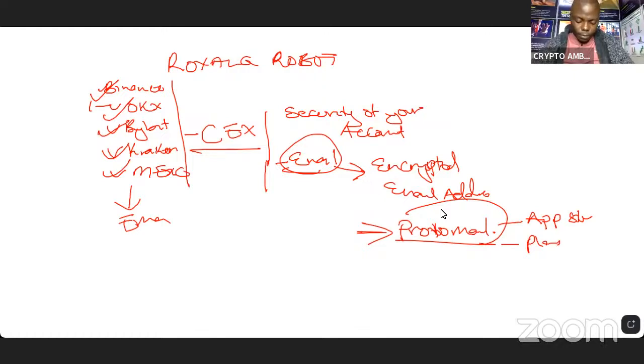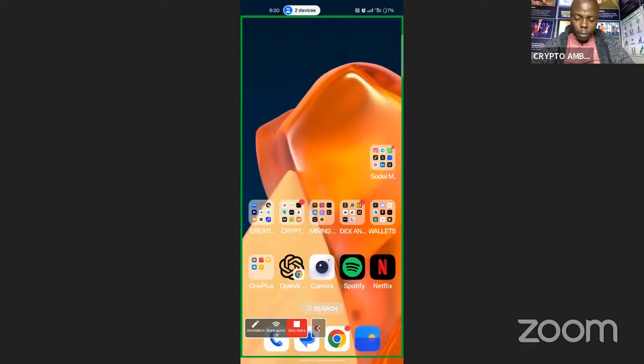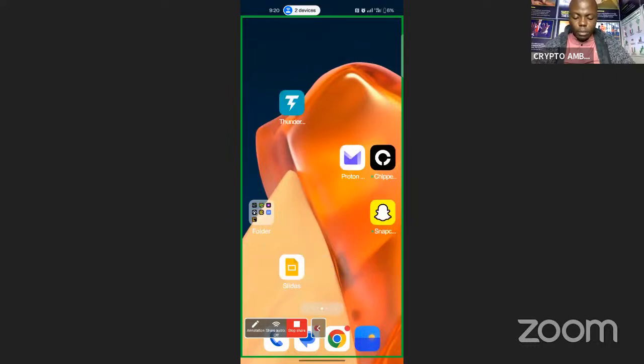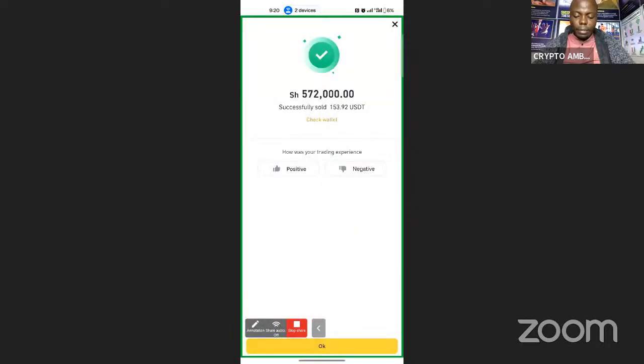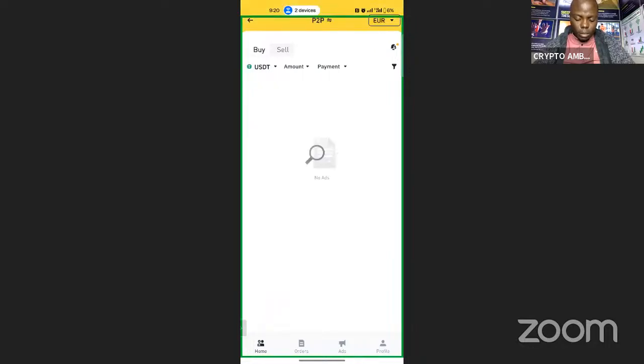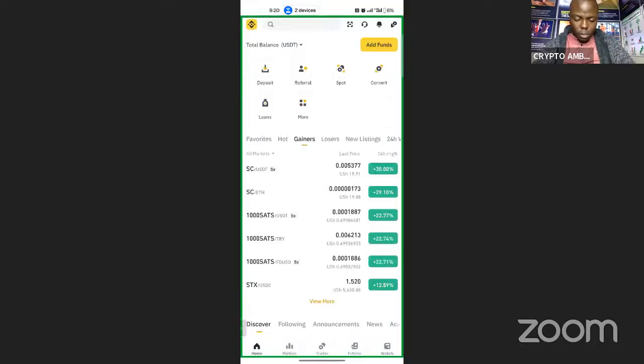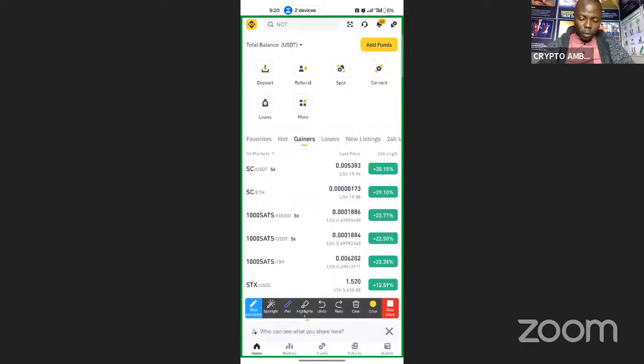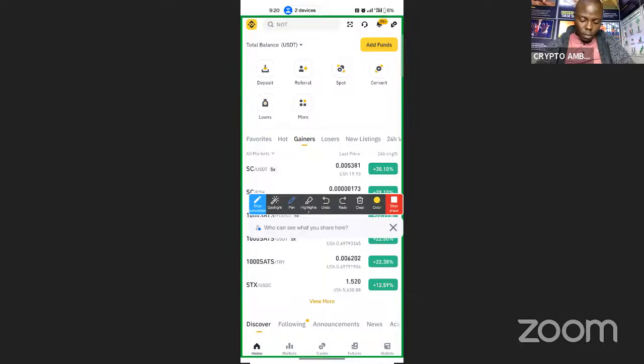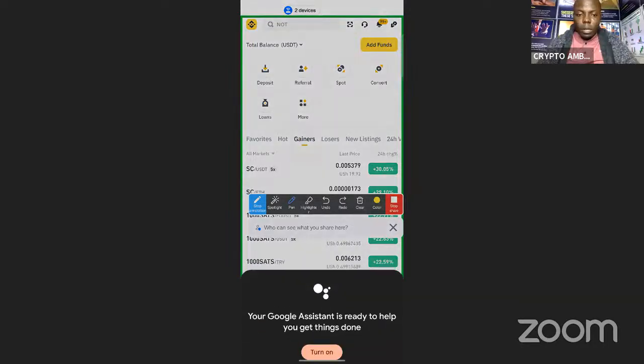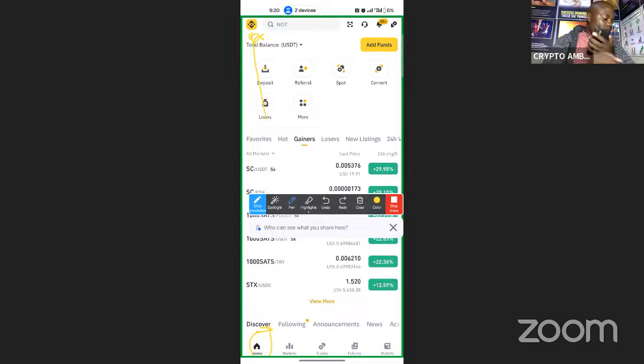I'm going to share my screen. Okay, so let's say I have downloaded my Proton Mail. This is my Proton Mail, and I have created an account. What I'm going to do is come here on my Binance exchange. I'm going to tap on the home icon here, then tap the Binance icon on top of my account.